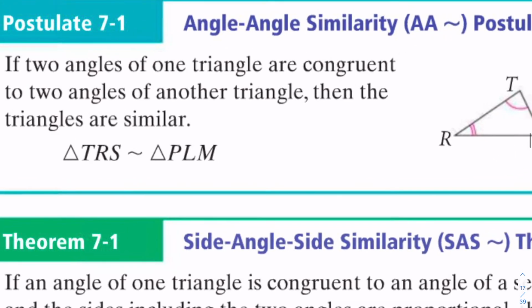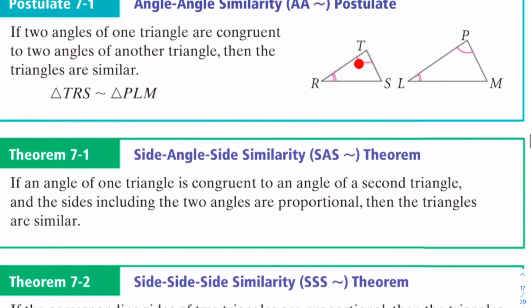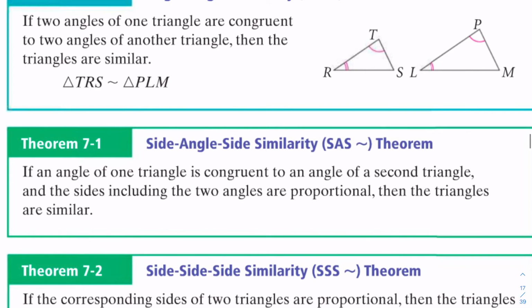So this is the first one I look for. I look to see, do these two triangles have two congruent angles? If so, boom, they're similar. I know right away. Now let's say I don't have two angles, but I have two sides. Well, we can definitely use side-angle-side. It might be a little bit more difficult, but here's what happens with side-angle-side similarity. If an angle of one triangle is congruent to an angle of a second, and the sides including them are proportional, then the triangles are similar.